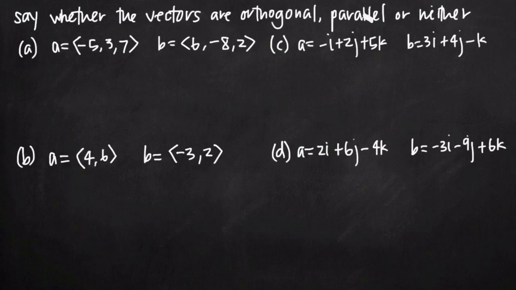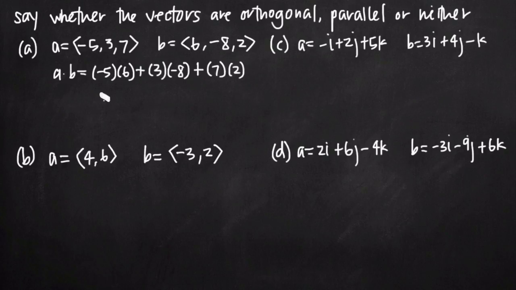So the first thing we want to do is check to see whether these vectors are orthogonal to one another. And the way that we do that is by finding the dot product of the vectors. Remember that the dot product has us multiply the components of the two vectors together and then add all of those products. So we say that our dot product of A and B is equal to, let's multiply our x components, so -5 times 6. Then we add to that the product of our y components, so 3 times -8. Then add to that the product of our z components, so 7 times 2 in this case.